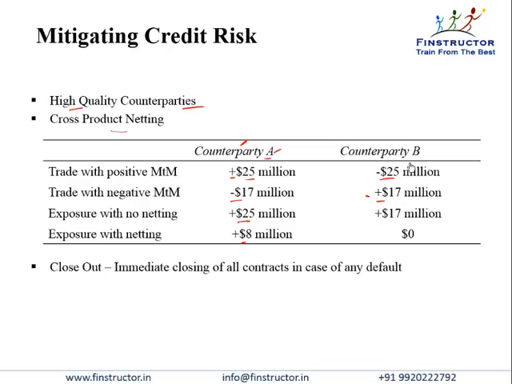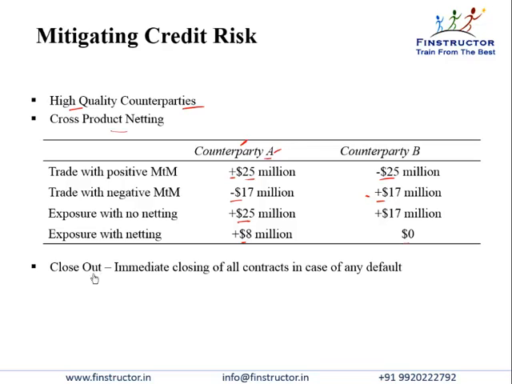Similarly, for counterparty B, without any netting, he has a positive exposure of $17 million. However, if counterparty A defaults, it will probably be a good thing at the moment for counterparty B because he has to pay 25 and receive 17. So his credit exposure per se is zero. With netting, he will be a credit risk to the tune of 8 million for counterparty A.